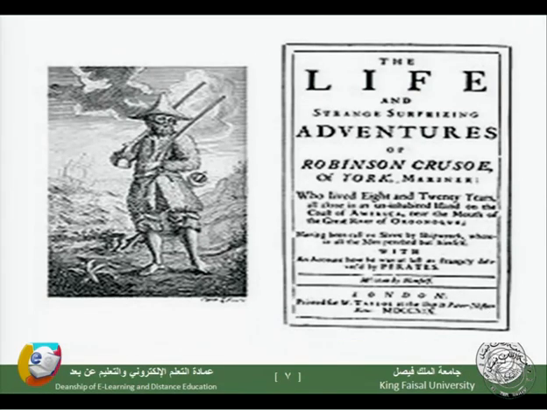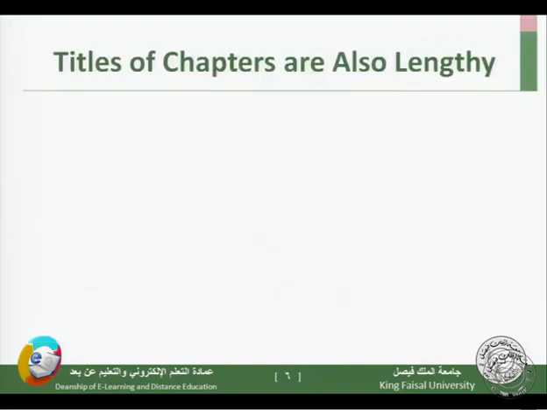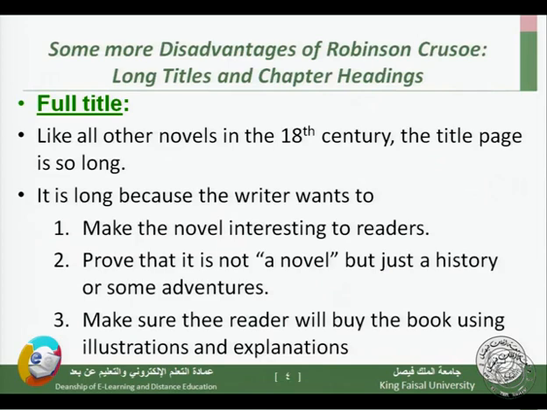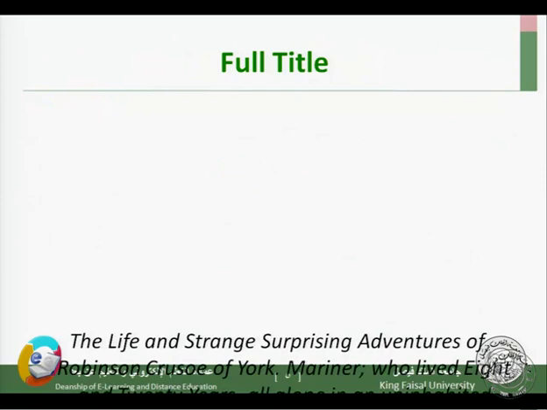Okay, like this. The life and strange, surprising adventures of Robinson Crusoe. You understand? And you read all this, and you have the picture of that man who is unfamiliar to the world of the British people at that time. The writer thought that by giving readers such a kind of title, they would be interested and then buy the novel.